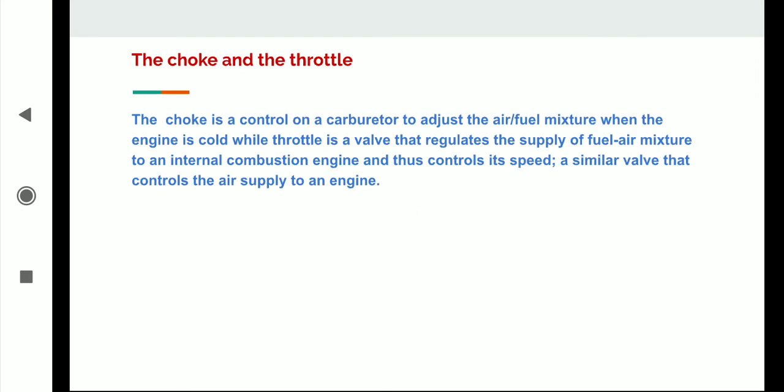The choke and the throttle. The choke is a control on a carburetor to adjust the air-fuel mixture when the engine is cold, while the throttle is a valve that regulates the supply of fuel-air mixture to an internal combustion engine and thus controls its speed. A similar valve controls air supply to an engine.